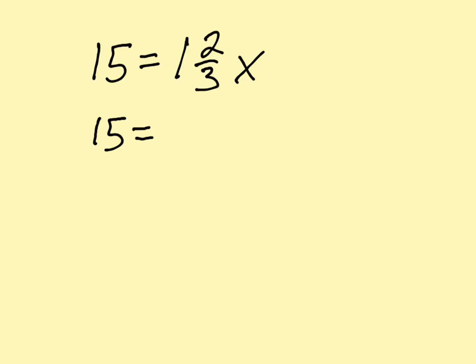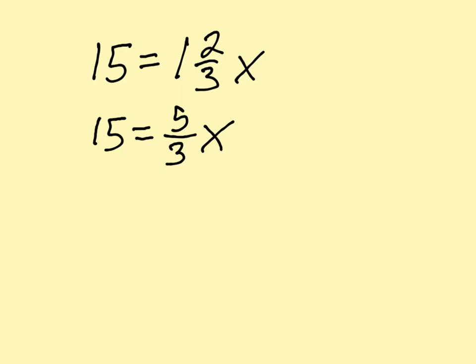So let's say we have 15 equals 1 2/3 x. Well, the first thing we need to do is make improper fractions. You've heard me say it before that we deal with improper fractions here in algebra. So 15 equals 5/3 x. That's just making that 1 2/3 into an improper fraction.